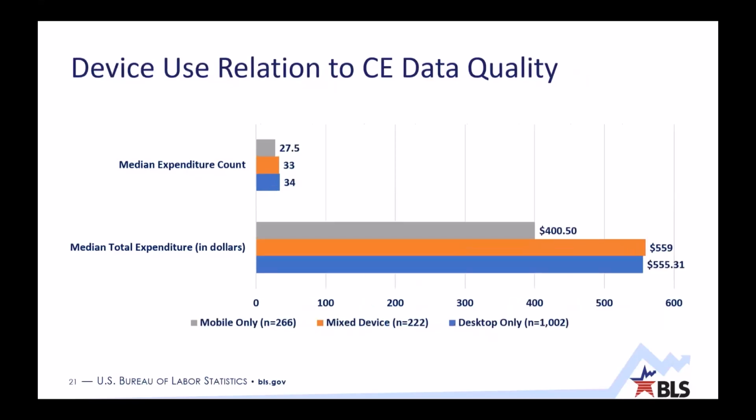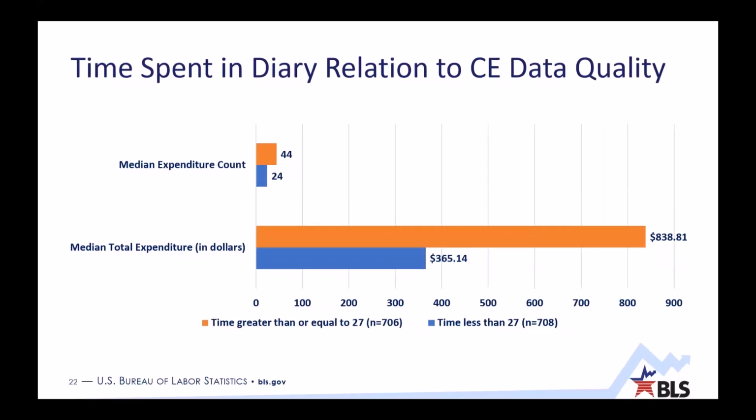And when we look at the next slide, we see this same cut, but now we're looking at device types. And we see that desktop only and mixed device users were only separated by about $4 in median expenditure totals and one entry count, while the mobile only users lagged both groups by over $155 in total expenditures and roughly six expenditure counts. And this wasn't really surprising, as desktop only and mixed device users were associated with higher login activity in previous slides.